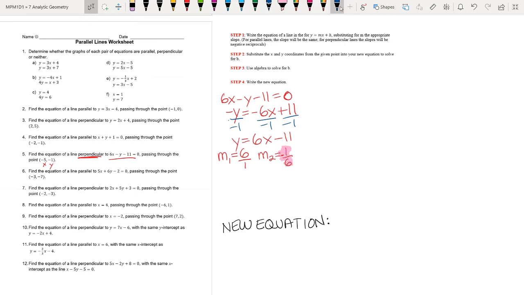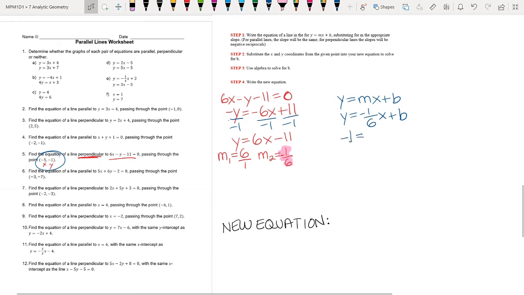Okay, so now that we know our new slope, we can now go through steps 1 to 4. I write the equation y equals mx plus b. I substitute for m the new slope that I'm going to be using. And now I'm going to try and find b by substituting in the x and y coordinates that I got from the question. So the y coordinate was negative 1. The x coordinate was negative 5 plus b.